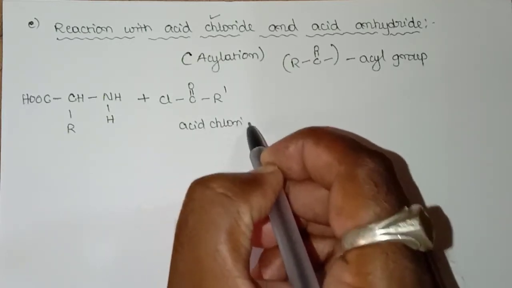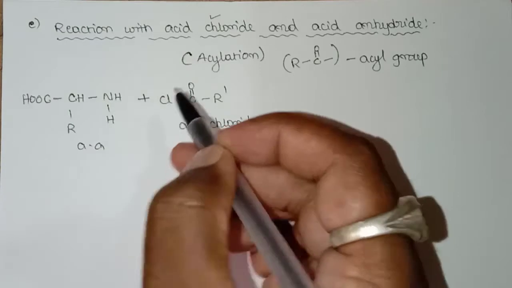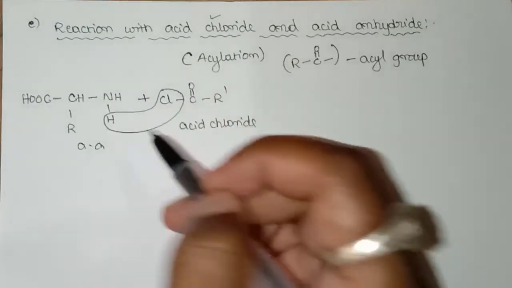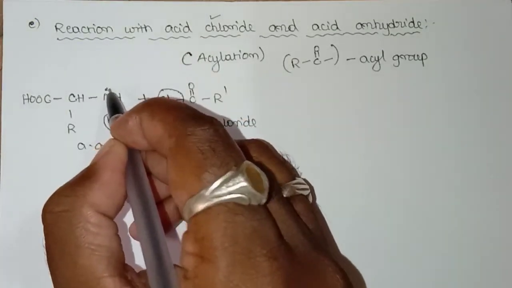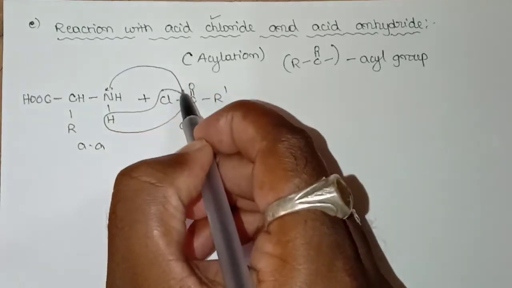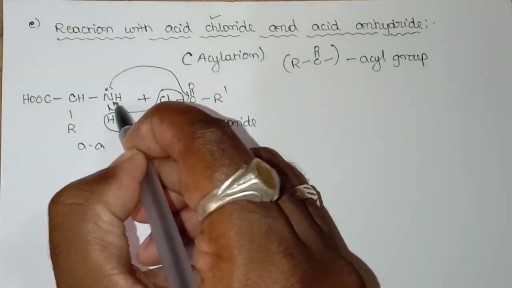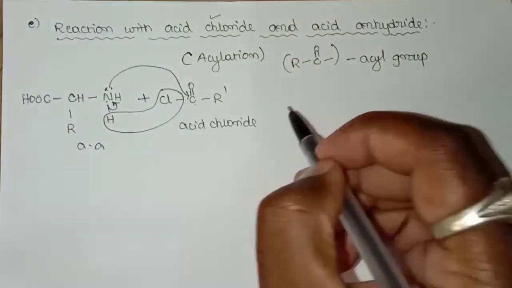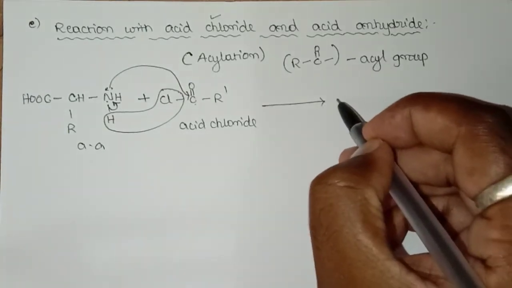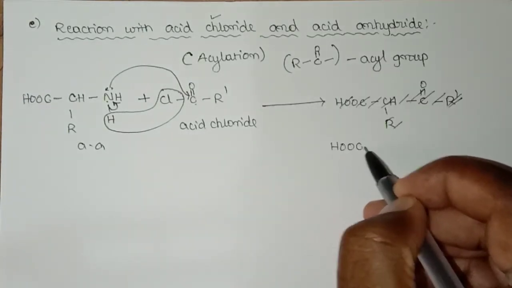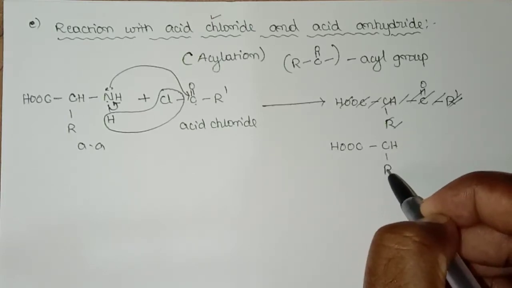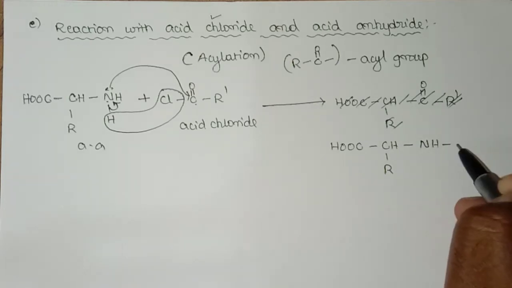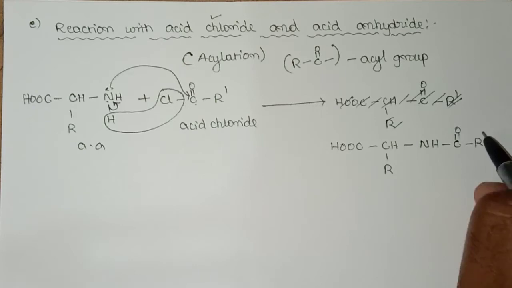When acid chloride is made to react with an amino acid, same thing, the Cl will release the H from this amino acid, and this lone pair of electrons present will be donated to this carbon atom by shifting these bond pairs onto the nitrogen. So there develops a bond between this nitrogen and this carbonyl group, and that results in the formation of R, CH, NH, C double bond O, R dash, right?